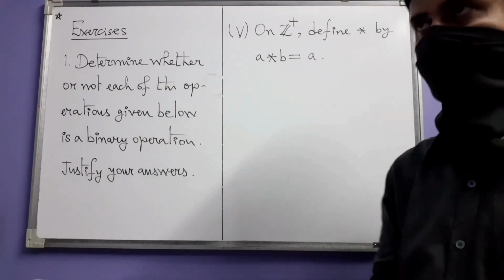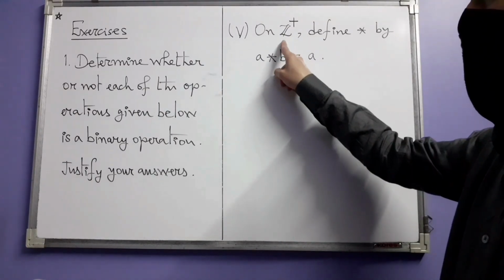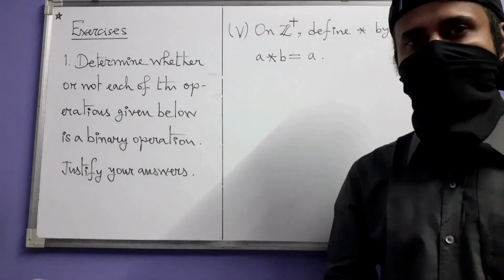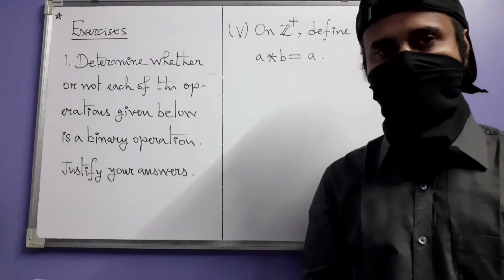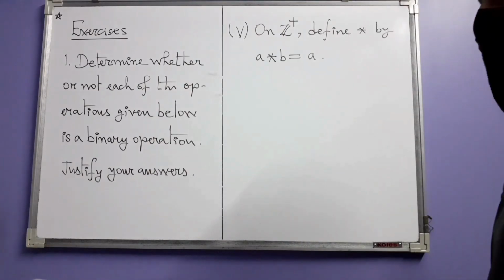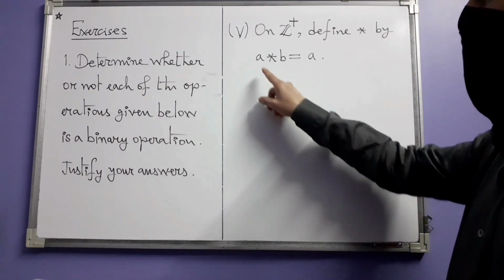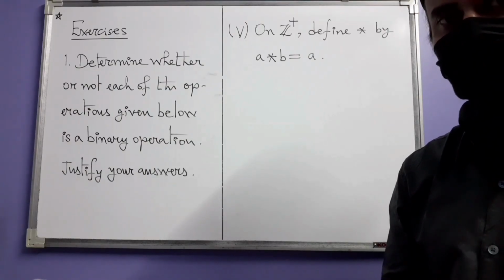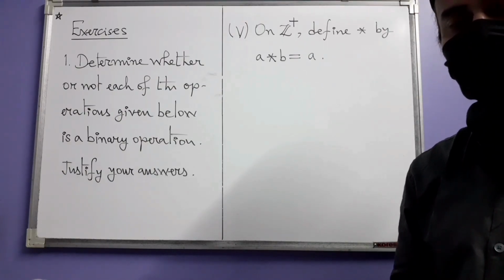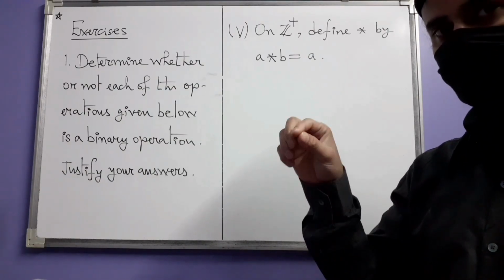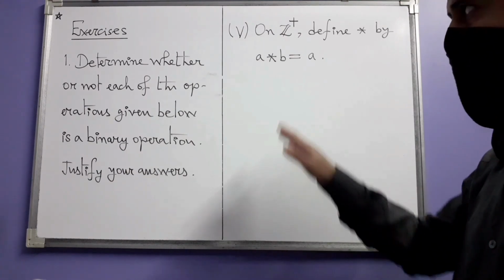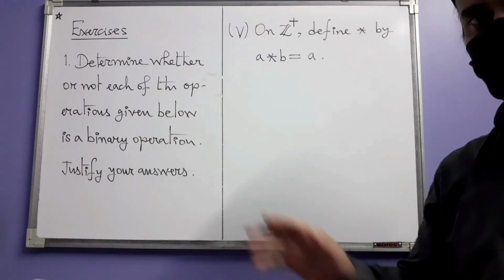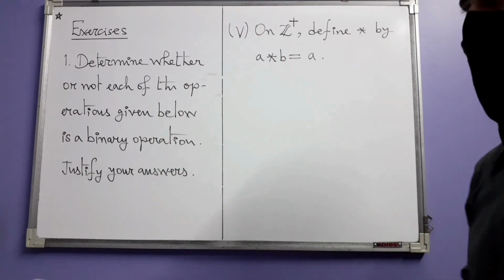And finally, number 5, where again the set is Z plus, and this time a star b is just a. And this last one is a legitimate binary operation. The argument, of course, is just this. You take any two positive integers a and b and consider a star b, which is just a by definition, but that is a unique element in Z plus. So that is why it's a binary operation on Z plus. So you write this yourself and complete the solution.